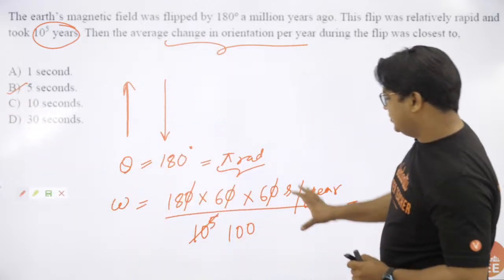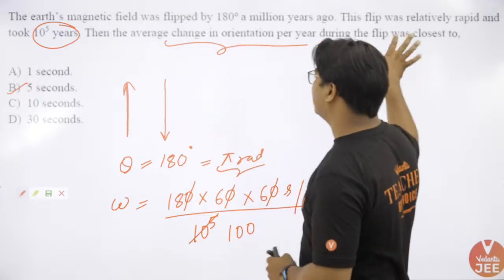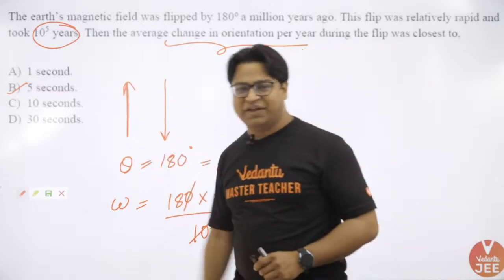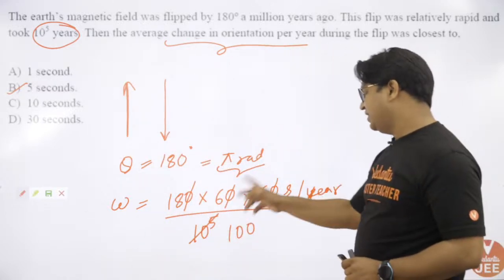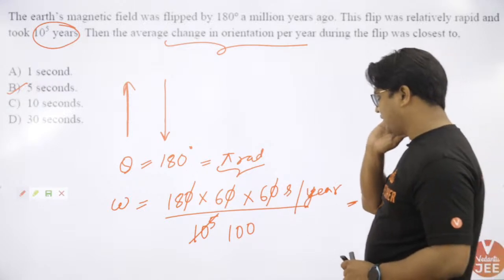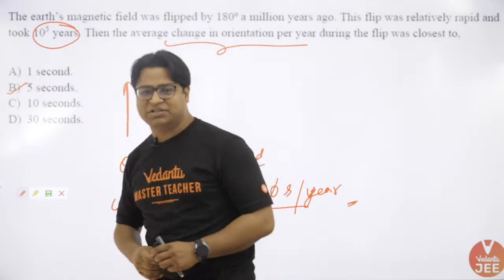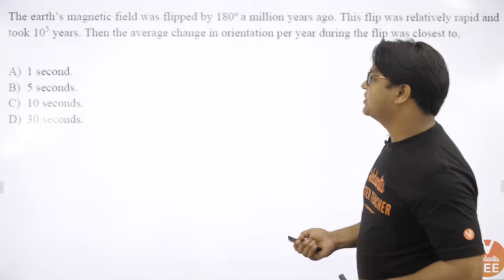So by closest to, the question is saying that we have to find the closest value. So this calculation yields approximately 5, if I am correct. Let me just check it again. It's 108 into 6, so 648. So yeah, close to 6.5 is what we are getting. So 5 seconds would be a good choice. Alright, with this, let's move to the next question now.